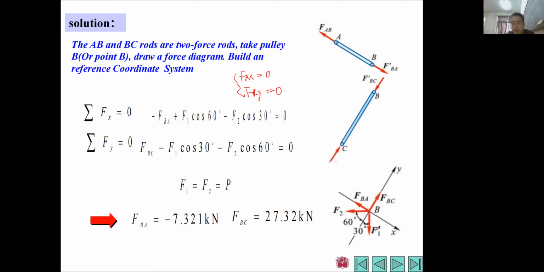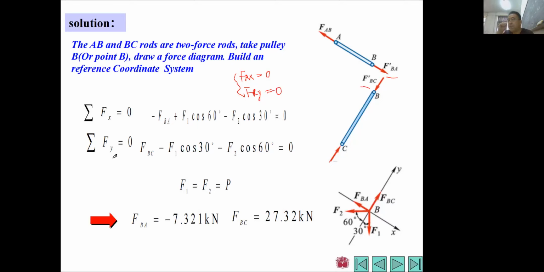You guys can see that for F1 and F2, we know the magnitude and the direction. For FBC and FBA, we know the direction, but we don't know these two magnitudes. So we can just use the two equations to find FBC and FBA. After we finish that, from the action and reaction point of view, we can find the reactions FBC prime and FBA prime here. See?